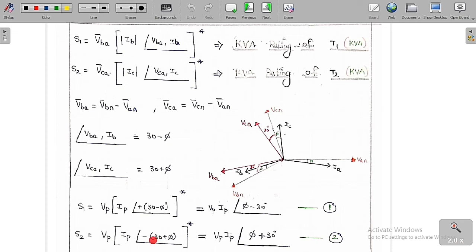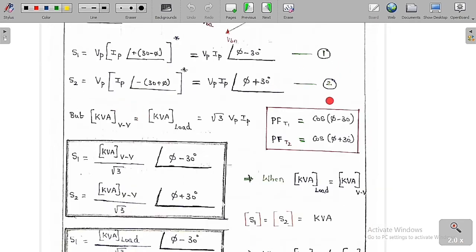That is the reason I am going to take the negative sign. So this is equation 1 and equation 2: VP IP at an angle of phi minus 30 for transformer 1, and VP IP at an angle of phi plus 30 for transformer 2. Here phi is called the load power factor angle.